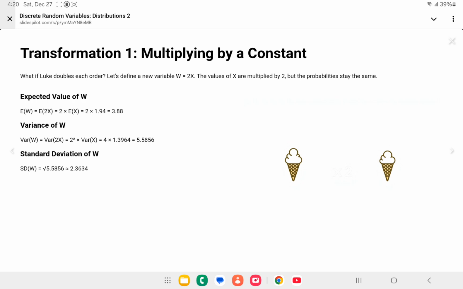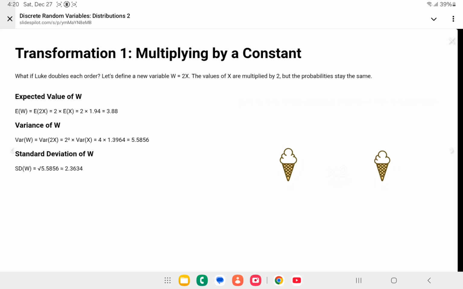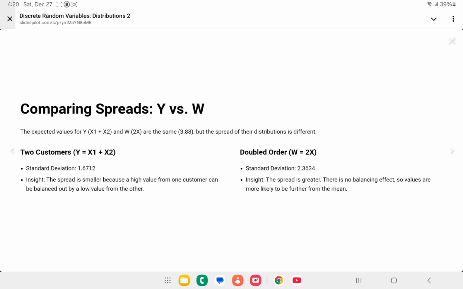The variance of W is the variance of 2X, which is 2 squared times the variance of X, equals 4 times 1.3964 equals 5.5856. The standard deviation of W equals the square root of the variance of W equals the square root of 5.5856 equals 2.3634. We can see that the spread is greater for this distribution than it was for Y equals X1 plus X2, even though the expected values are the same. We are more likely to get values further from the mean than we did with the distribution for 2 customers.